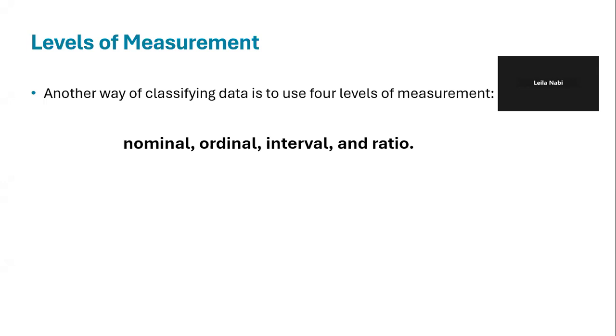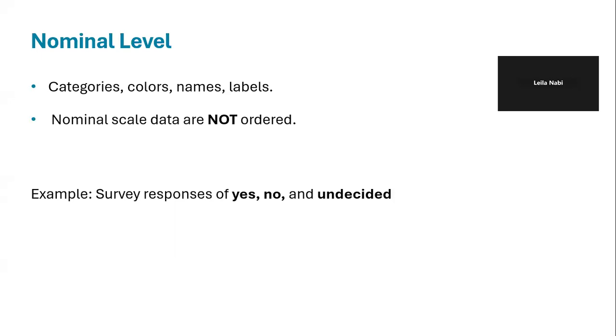Let's explain each separately. A nominal level usually is for data that are in categories, colors, names, or labels, the data that are qualitative. And these names cannot be put in order. They are just names. For example, if you collect survey responses as yes, no, or undecided, you're just collecting names, and you can't put yes, no, and undecided in order. So these types of data are called nominal.